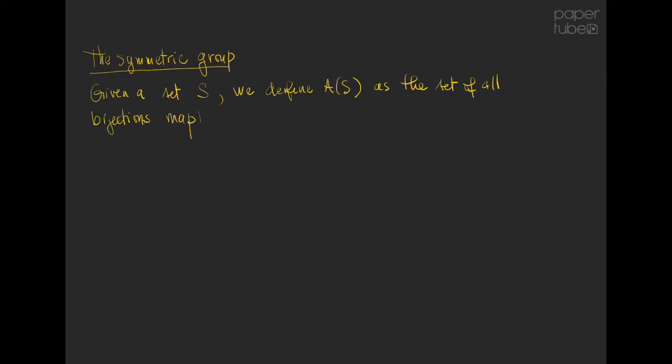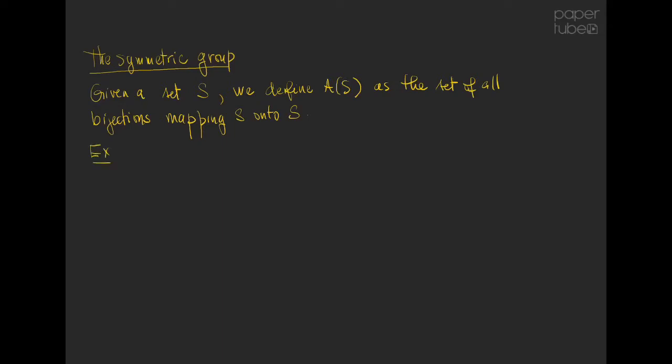All right. So in this lecture, we'll learn about the symmetric group. As a starting point, given a set, call it S, we define A(S) as the set of all bijections mapping S onto S.